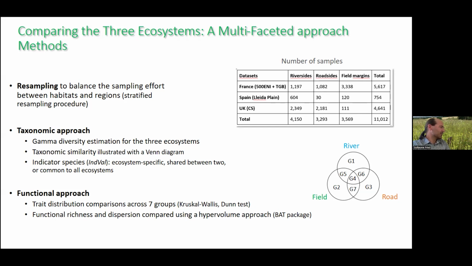Then in a second step, we also compare the 3 ecosystems based on a functional approach, also using two stages. The first stage was just the comparison of the mean trait distribution across the 7 groups. And in a second step, we estimated the functional richness and dispersion of the 3 main species pools using a hyper-volume approach.